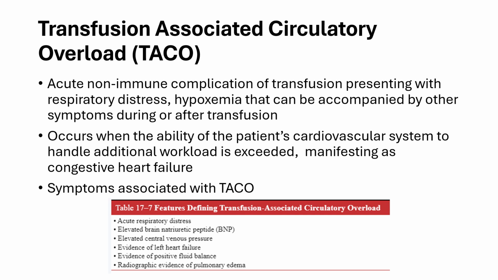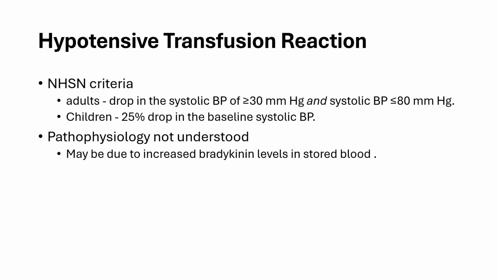For hypotensive transfusion reactions, in adults, this is defined as a drop in systolic blood pressure of greater than or equal to 30 millimeters of mercury and a systolic blood pressure of less than or equal to 80 millimeters of mercury. For children, it's a 25% drop in baseline systolic blood pressure. The pathophysiology is not well understood yet, but it may be related to increased bradykinin levels in stored blood.